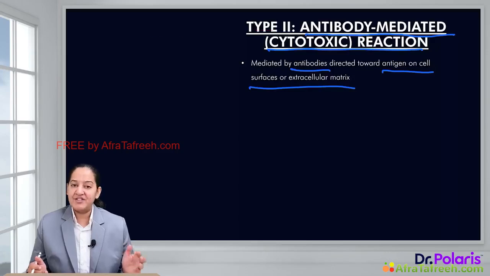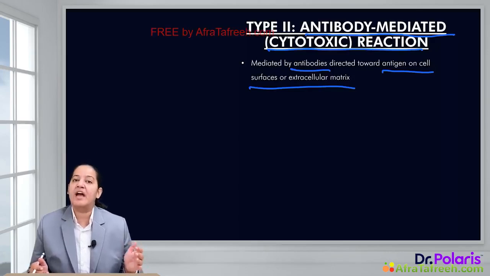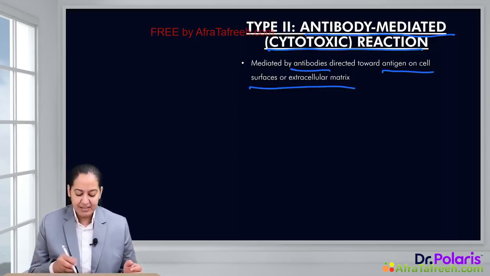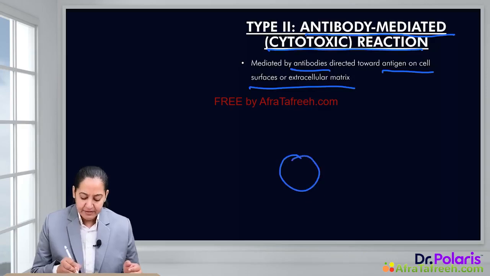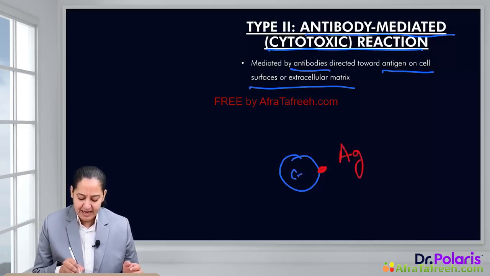In type 1, the antigen can be a dust particle, can be a pollen grain, can be a food particle. But in type 2, the antigen is not a free antigen. The antigen is present on the surface of a target cell. So this is the antigen. The antigen is not free antigen. It is present on the surface of a cell, target cell.